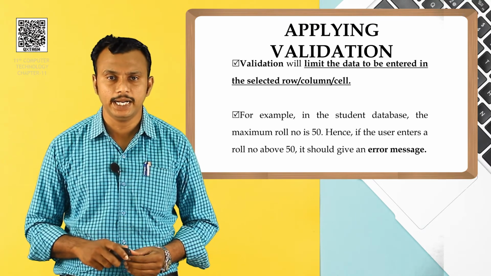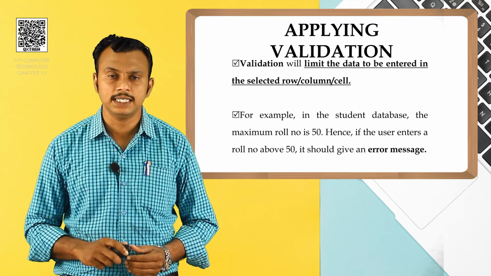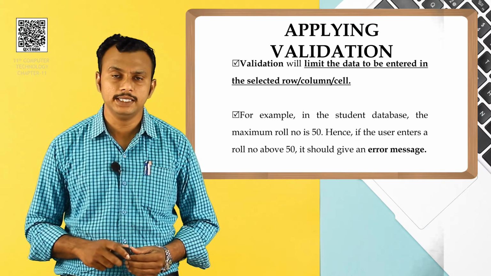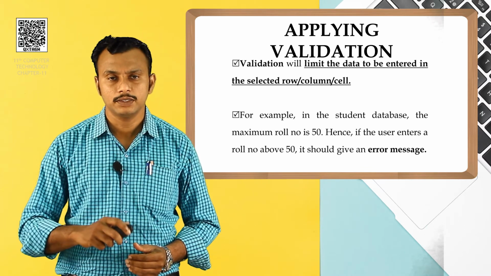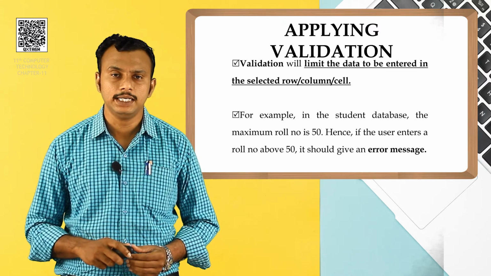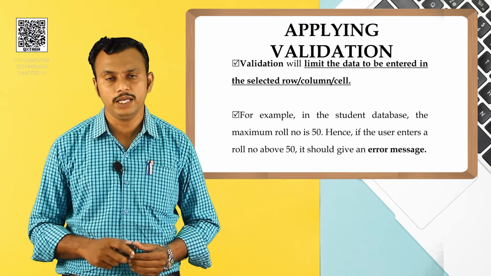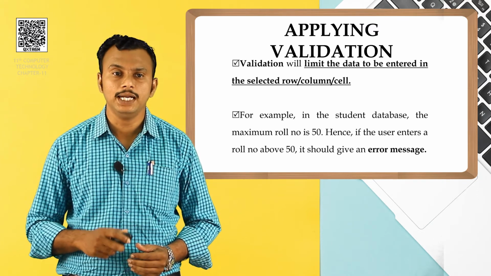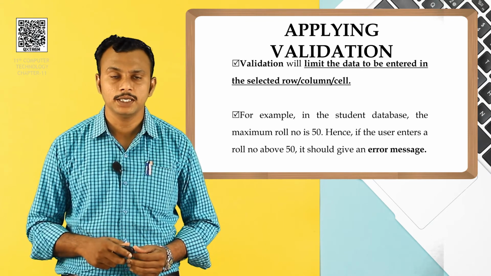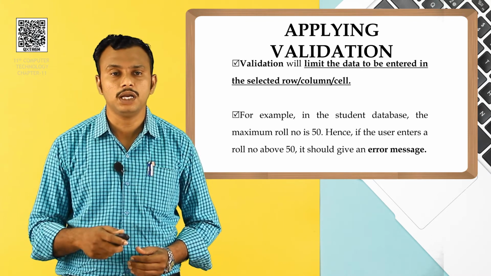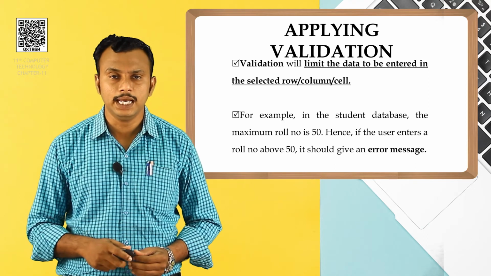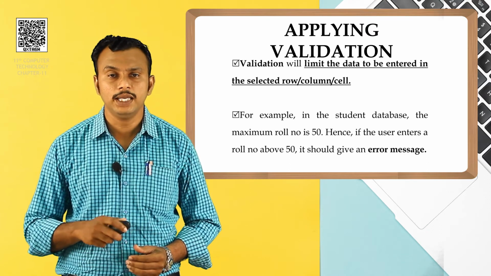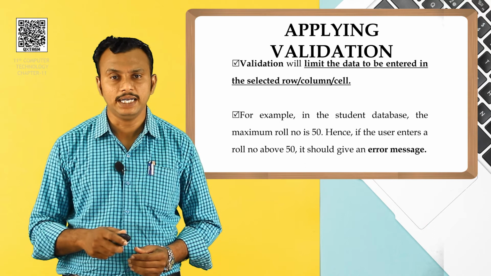How can we limit the data? Whenever we apply validation, we can limit the data. For example, whenever we are creating a student database, the maximum roll number is 50. If the user enters more than 50, the value should not be accepted. That is, a value more than 50 should not be accepted. At that time an error message should be displayed on the screen. For that we can use the technique called applying validation.